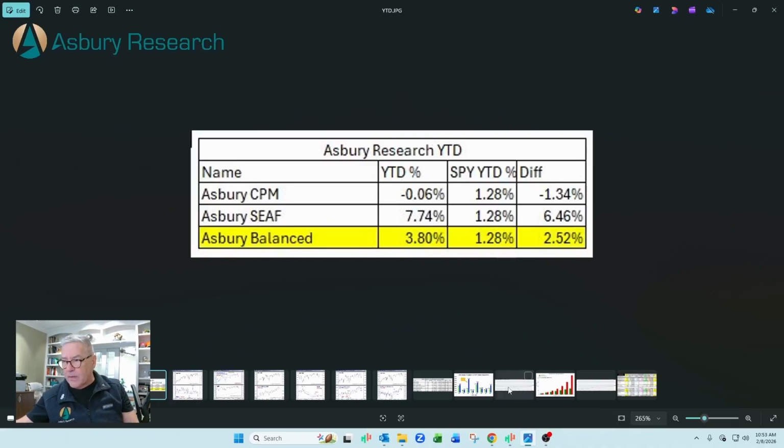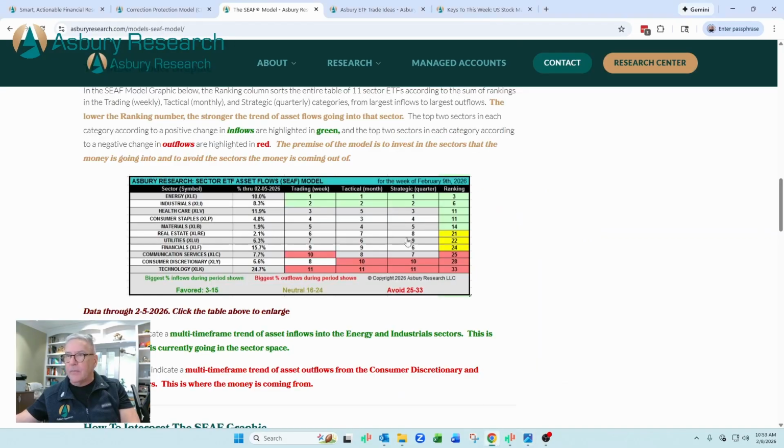Let's go back and look at the CARP model. Pardon my cough, I've got some allergies going on here. Let's go back and shift over to CARP.